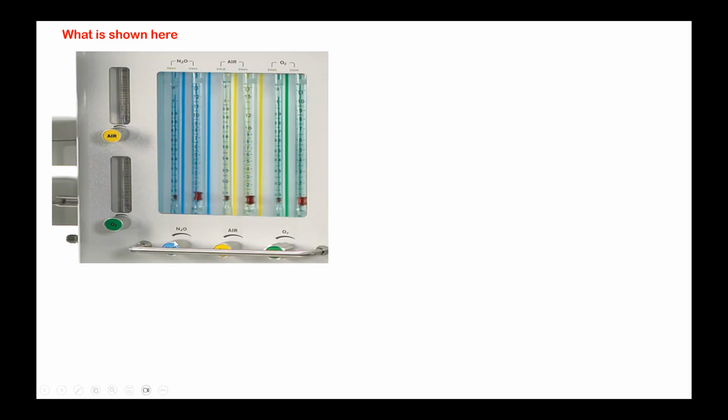Then what else do you see? So these are the control knobs for all the three gases with a color coding, with the flutes. That is the grooves that are present. These are called the flutes, F-L-U-T-E-S. So that is very large in oxygen, very fine in nitrous oxide, and you see coarse in air. And there is a color coding green, yellow, and blue. What are these two?